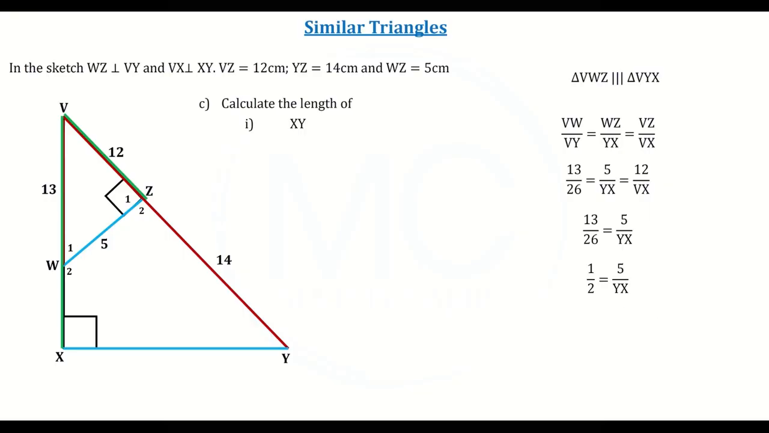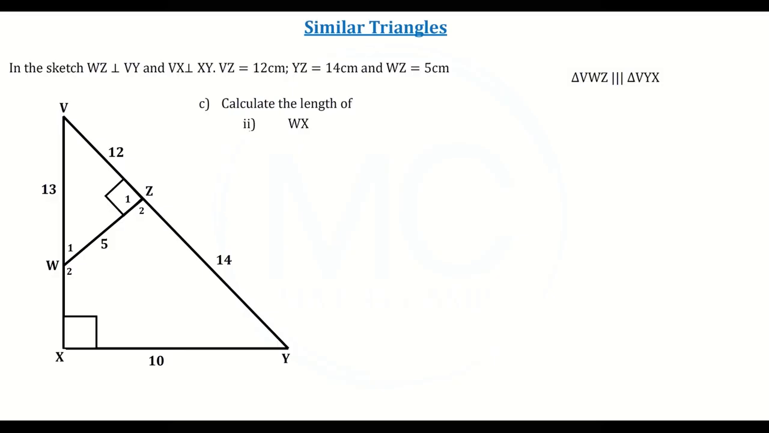Now we can multiply out the denominators. 1 multiplied by YX is simply YX, which is equal to 5 multiplied by 2, which means that YX is equal to 10 centimeters. Let's put 10 into our diagram for YX, and now we can move on to part 2. Calculate the length of WX. WX is this line down here.